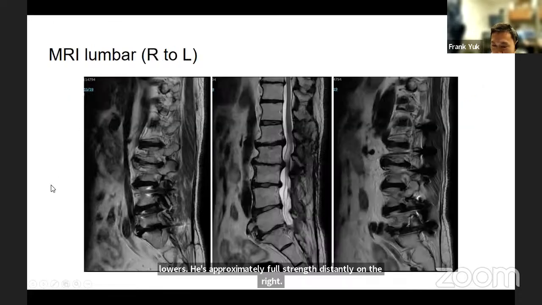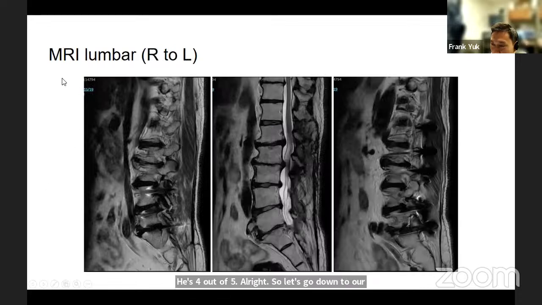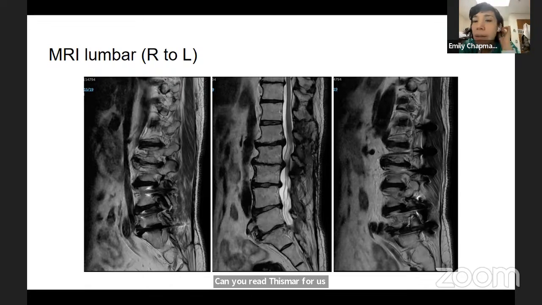All right, so let's go down to our interns. Emily, can you read this? He got an MRI as an outpatient. Can you read this MR for us? So we have 3 panels here of a sagittal MRI, lumbar spine. Looking at the T2 sequence in the middle panel, I'm definitely seeing moderate disc herniation, L2-3, most prominent, also L3-4, leading to some canal stenosis.